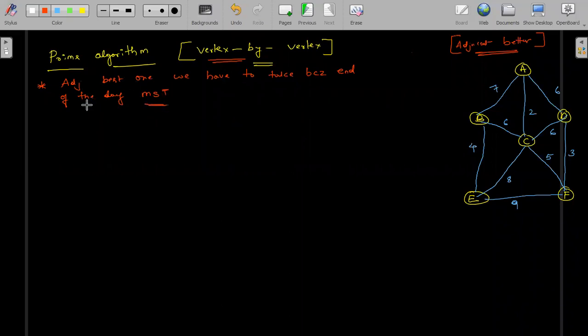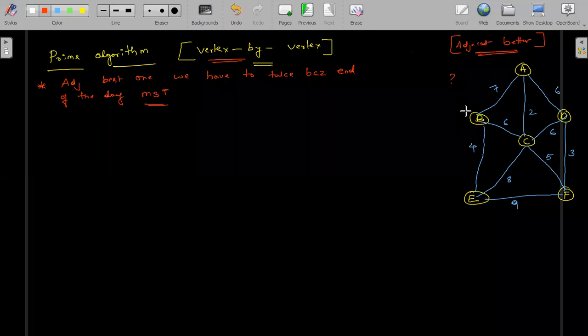This is one. Sir, we understood everything about vertex by vertex. Before, we were doing edge by edge. Here we are doing vertex by vertex. How will we do it? Where do I have to start? In Kruskal you are taking the minimum edge. But here, how will you take? That is the first question. How will you take, sir?